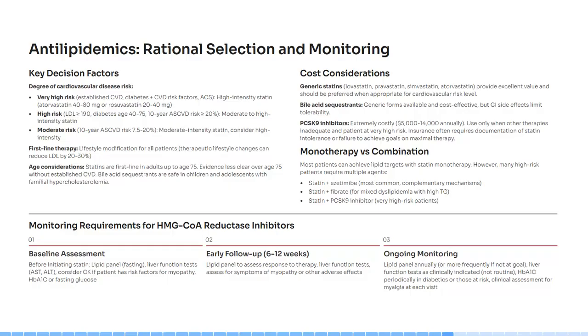Early follow-up, 6 to 12 weeks. Check a lipid panel to see how they're responding to therapy. Check their liver, assess for symptoms of myopathy or any other adverse effects. And then ongoing, you will check their lipid panel annually, more frequently if they're not at goal. So don't think after the 6 to 12 weeks, okay, well, Dr. Garner said we just need to check it annually. That's only if they're at goal. But if they're not at goal, you're going to check them more frequently.